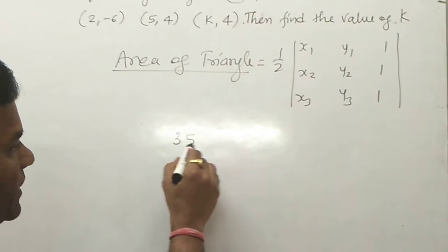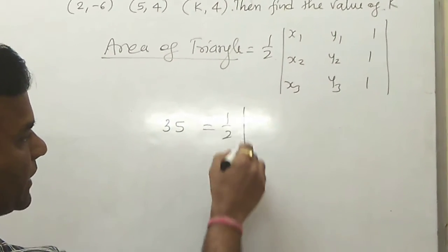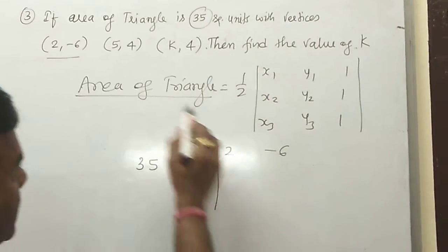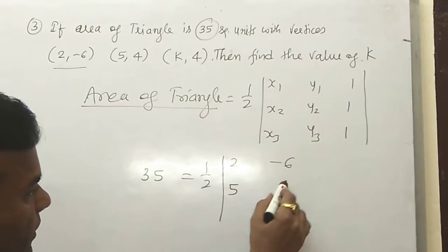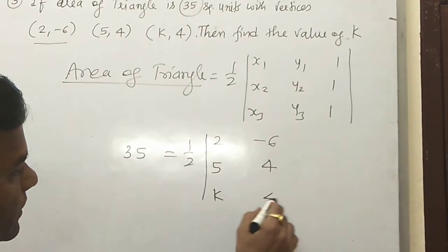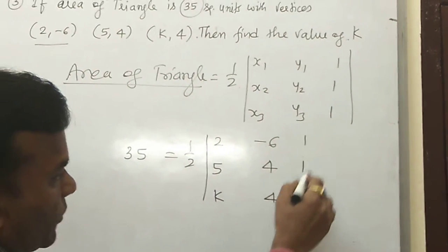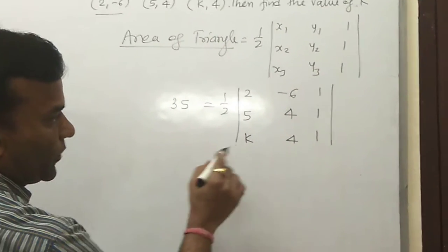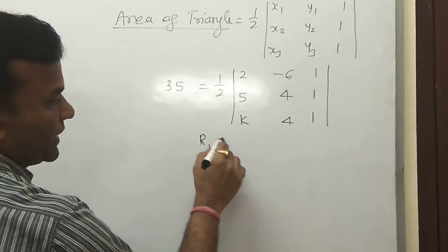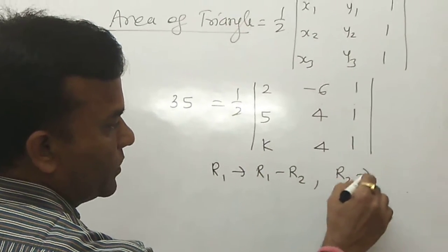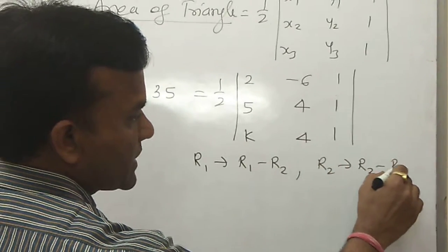So you put 35 here, 1 by 2 you put as it is, and now you write down the coordinates like 2, minus 6, you put here 2, minus 6. Similarly 5, 4, you put 5, 4 here, and then k and 4 here, and in the last column you put 1, 1, 1. And now again you use the same formula like you apply the operations R1 tends to R1 minus R2 and R2 tends to R2 minus R3.